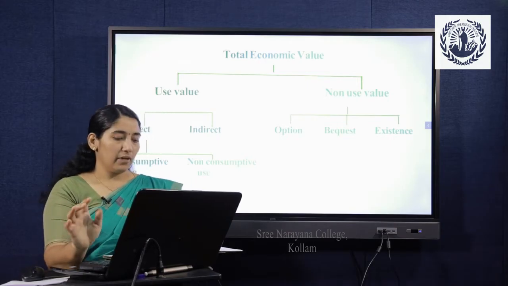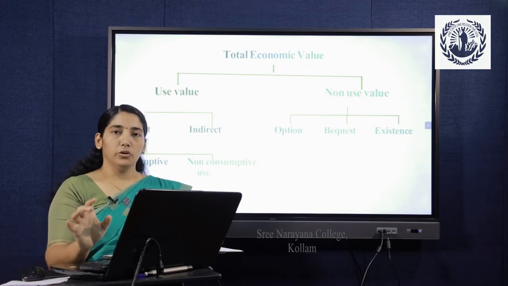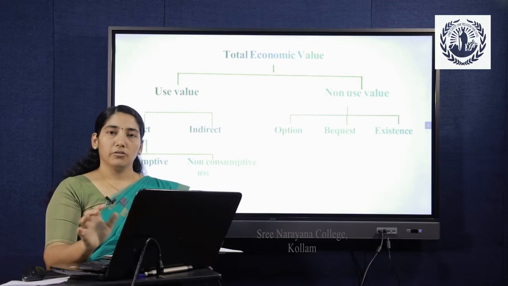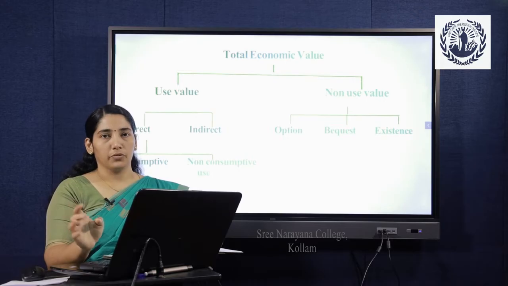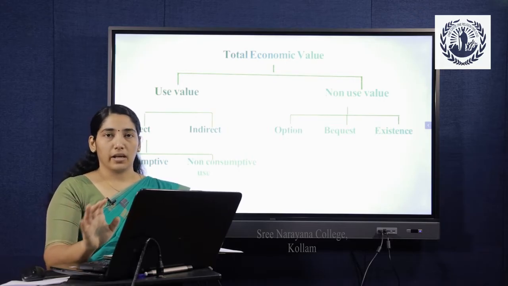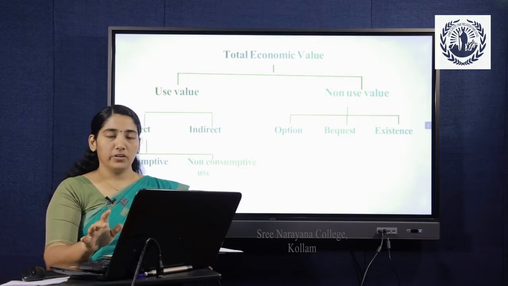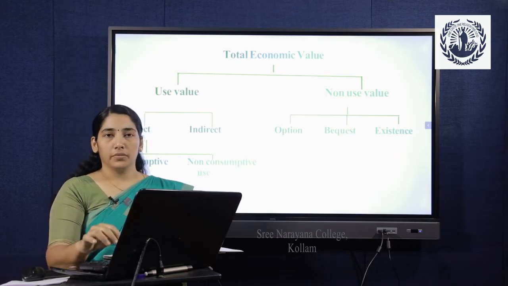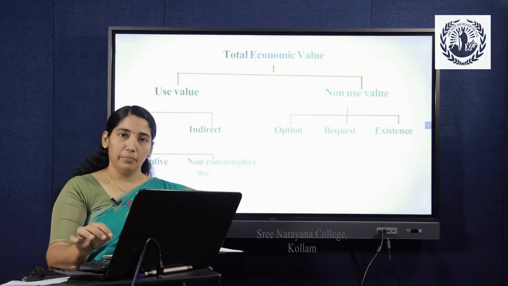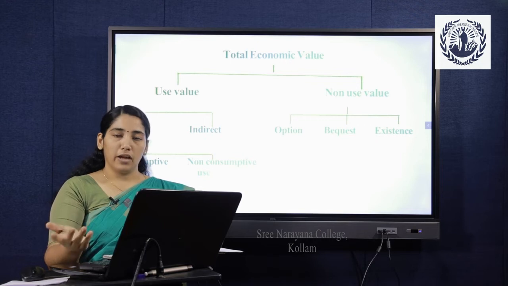Non-use value means the value assigned by a person to something even if he does not intend to use that good. Non-use values are of three types: option value, bequest value and existence value. All these values are assigned by persons who do not intend to use the resource in the current period. Option value is the value of preserving a resource for a future period. He will not be using it in the current period, but he may use it in a future period. Then bequest value is the value of preserving a resource for future generations.